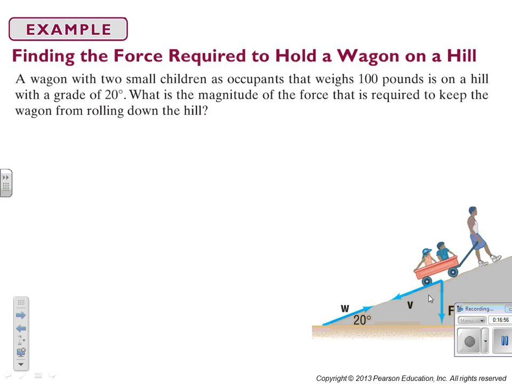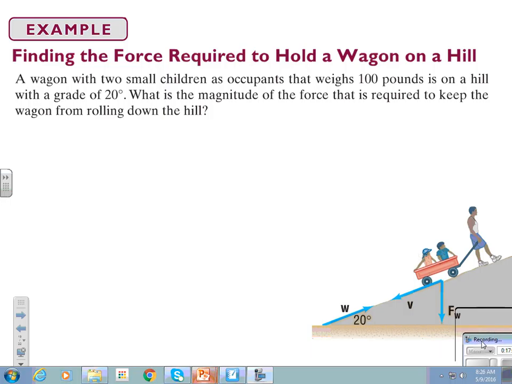A wagon with 2 small children as occupants that weighs 100 pounds, this guy right here, is on a hill with a grade of 20%. What is the magnitude of the force that is required to keep the wagon from rolling down the hill?